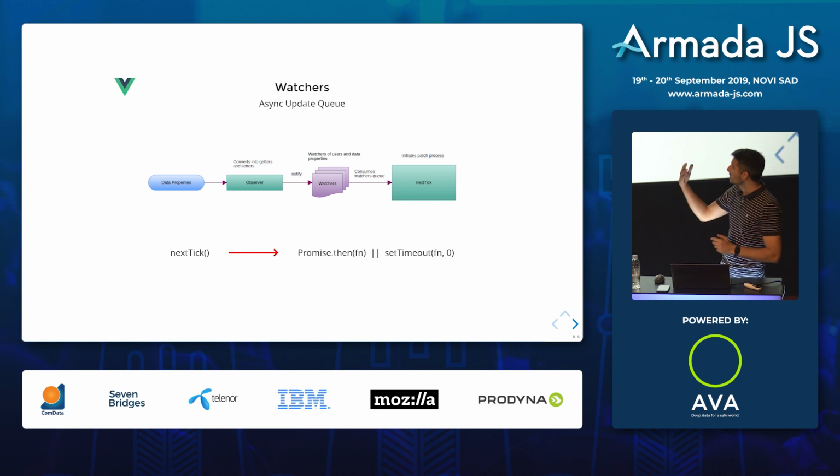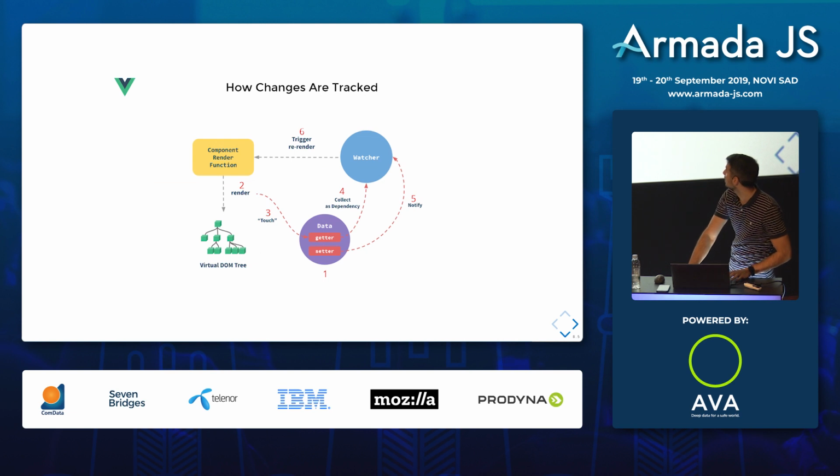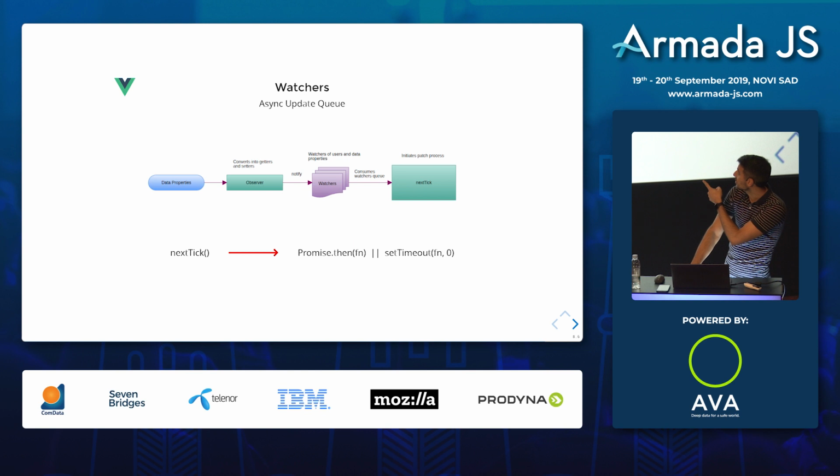It actually happens like this. We have properties, converted into getters and setters. Once this is notified, when someone sets the new property, it notifies the watchers. All the watchers are not called immediately, those functions which update the DOM, but they are just pushed into the queue.